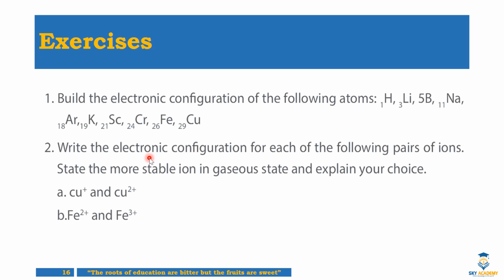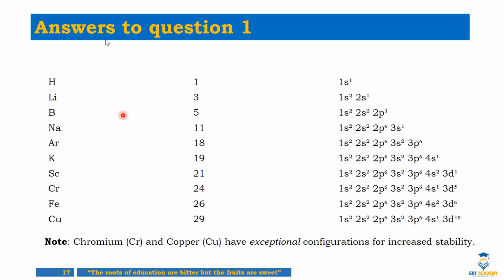So let's look at their answers. For hydrogen, it is 1s1, it's correct. Lithium, 1s2, 2s1. Boron, 1s2, 2s2, 2p1. Sodium, 1s2, 2s2, 2p6, 3s1. Argon with 18 electrons, 1s2, 2s2, 2p6, 3s2, 3p6.